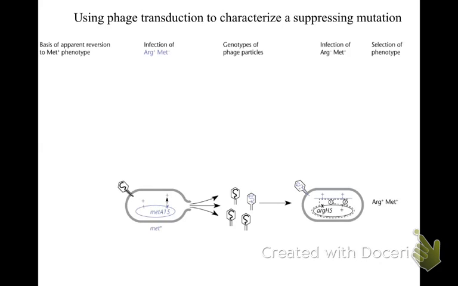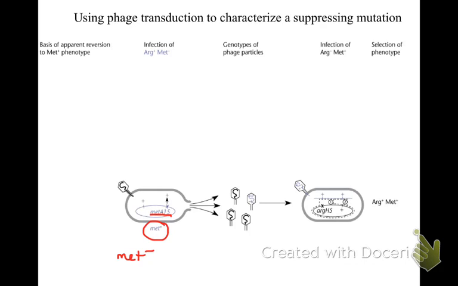Let's look at ways to use phage transduction to characterize suppressing mutations. So let's look at the example on the bottom first. We started with a strain, shown here, that had a MET minus phenotype, and we now have MET plus.